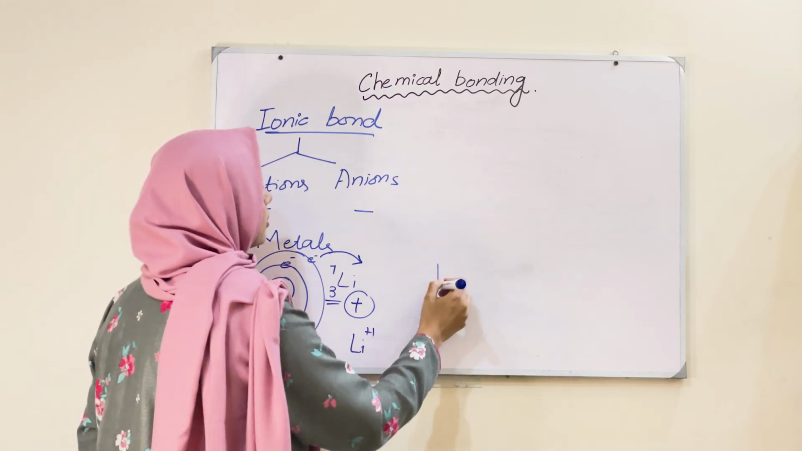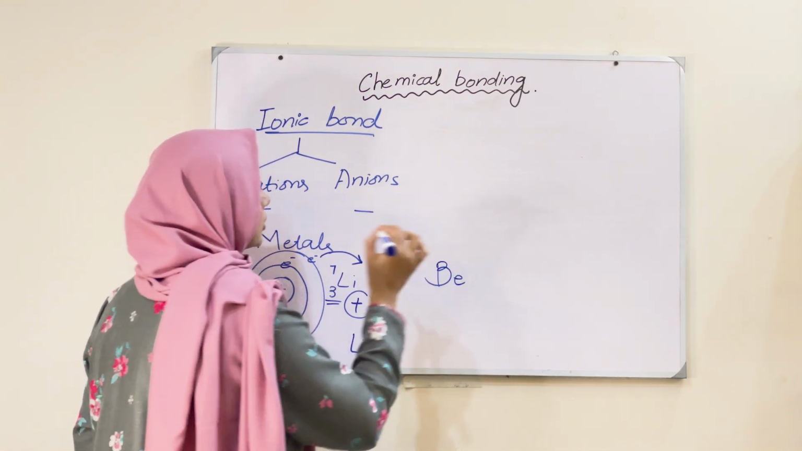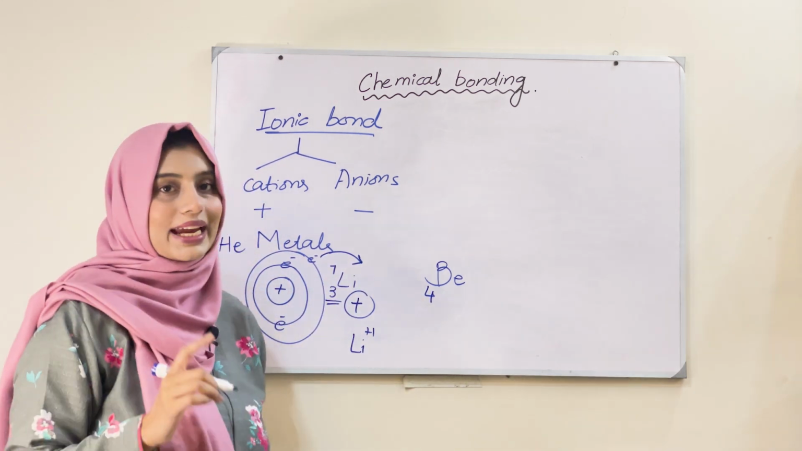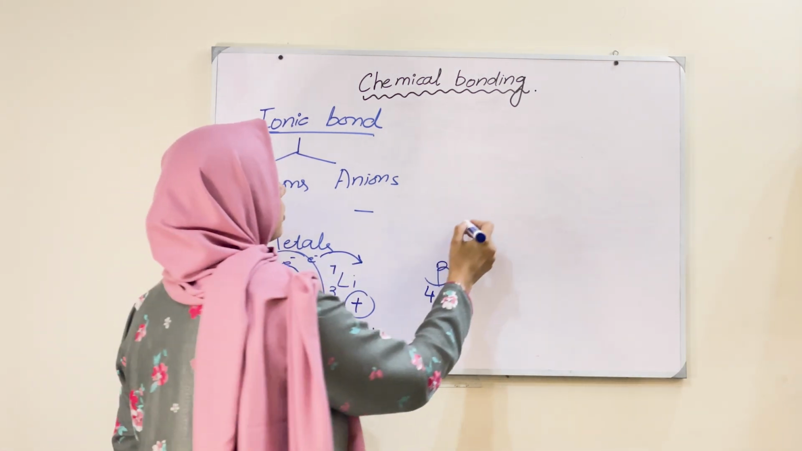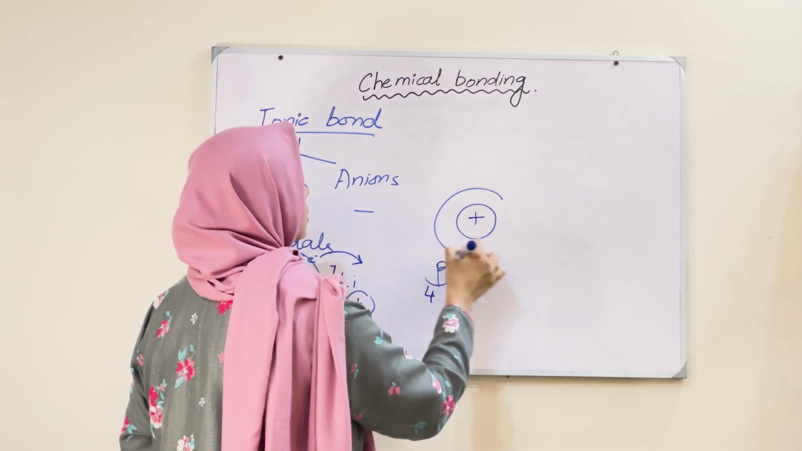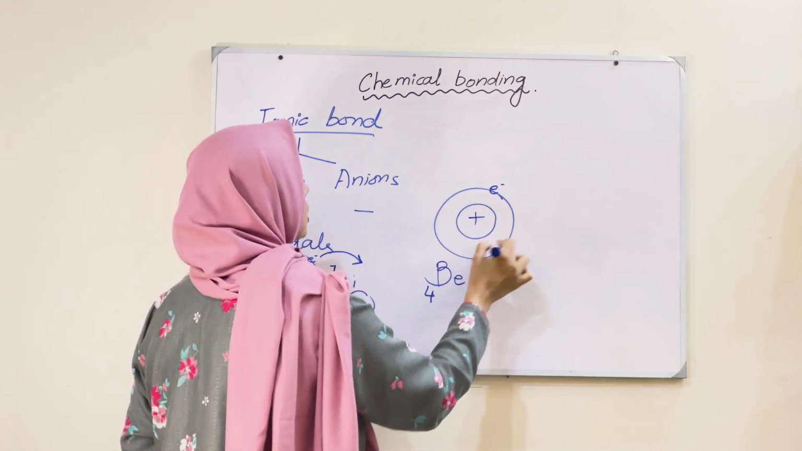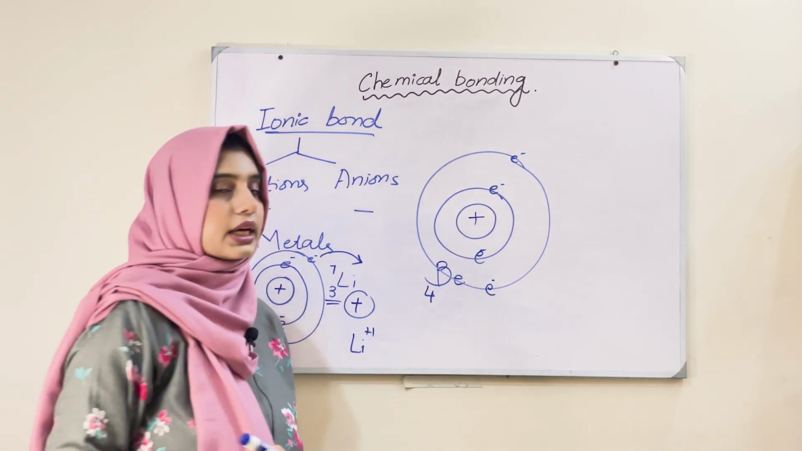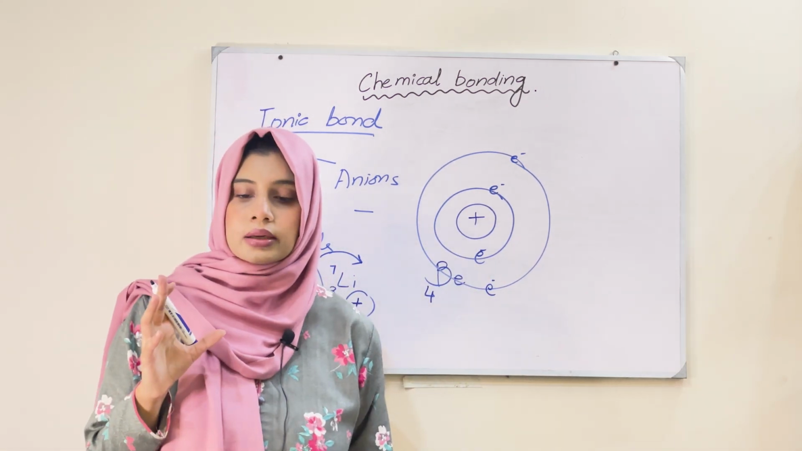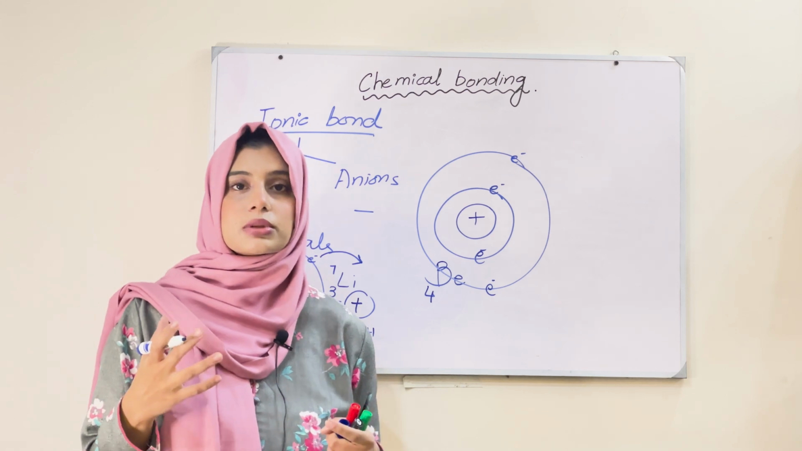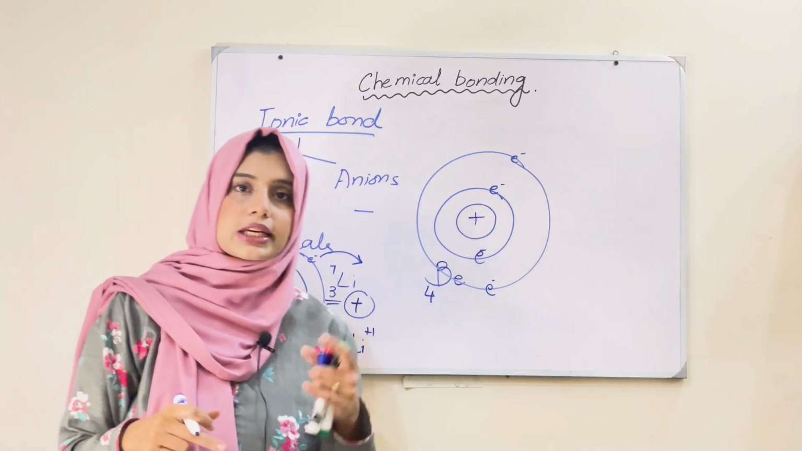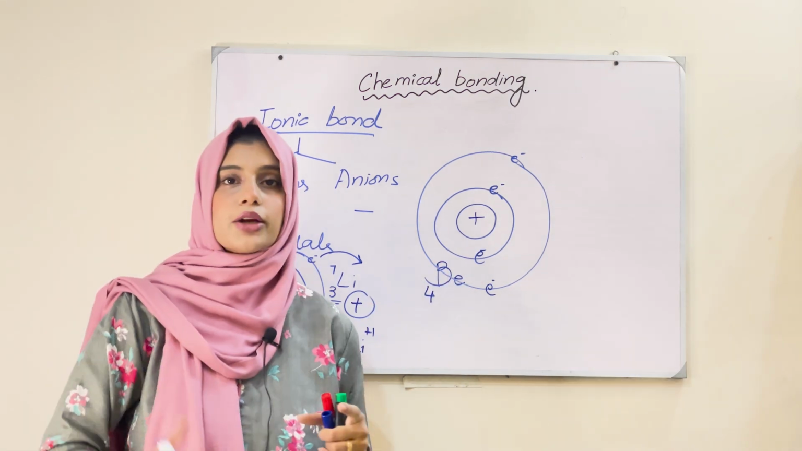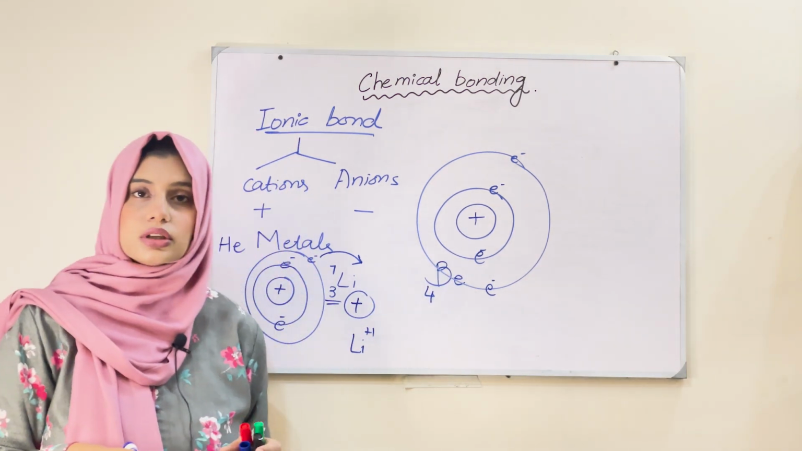The same is the case with beryllium. Beryllium is a metal. It has atomic number 4. It is in group 2. Now, nucleus, first shell, 2 electrons, second shell, 2 electrons. It can get stability in 2 ways. First, it will donate 2 electrons and follow the duplet rule, or it will get 6 electrons and follow the octet rule.